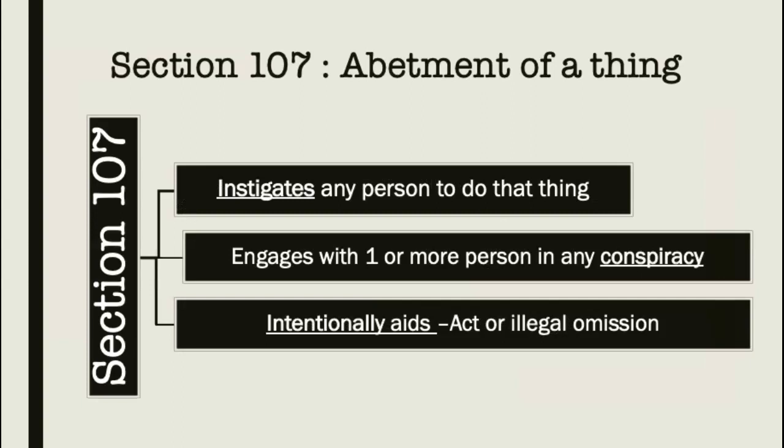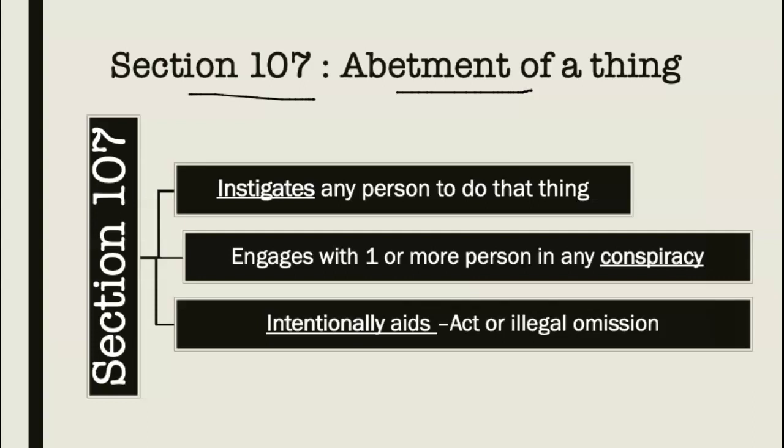Now, while you're reading the topic abetment, you must be aware that it has been stated in chapter 5 of your Indian Penal Code. The first and very important section which you must read is section 107, which basically defines what is abetment of a thing. The section broadly has been divided into three components. If you read the bare act, you'll understand firstly, secondly, and thirdly.